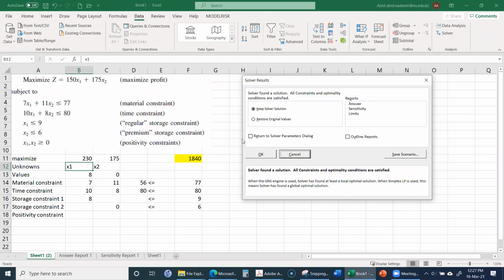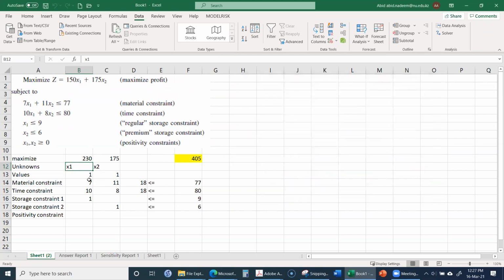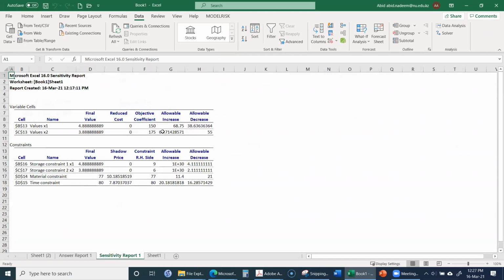So up to 68.75, the answers will not change. For example, if I take 150, what was the sensitivity report saying? 150 plus 68.75. What is the answer?